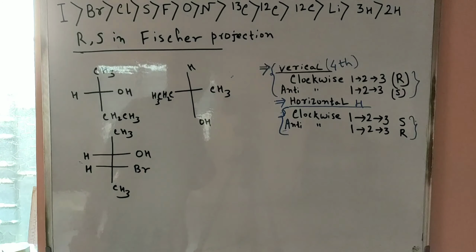Hello friends, now we solve the problem. Here the structures are shown; determine whether each pair is identical, enantiomer, or diastereomer. At first we take any one structure and rotate it by 180 degrees. Here hydrogen is up and CH3 is down, and on the right side COOH is present. When you rotate 180 degrees, COOH goes to the left side and NH2 to the right side.